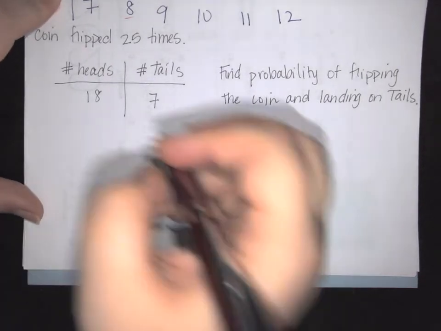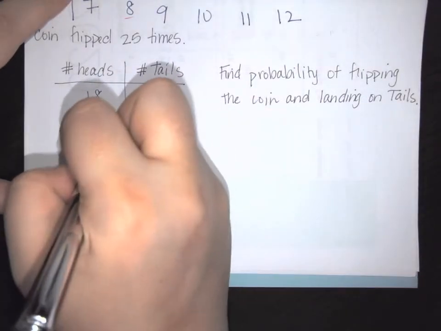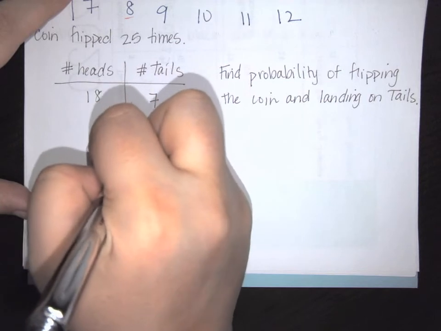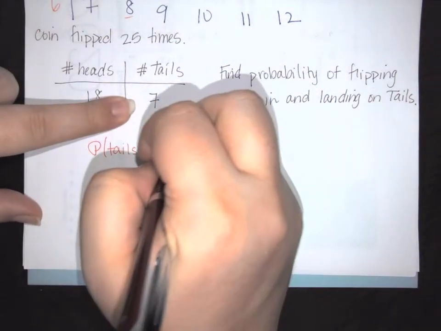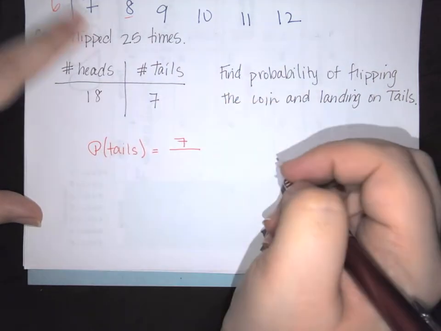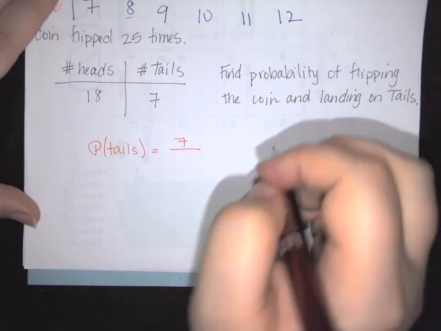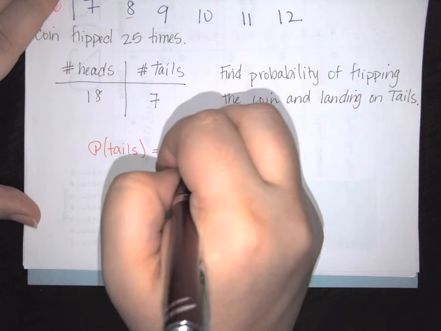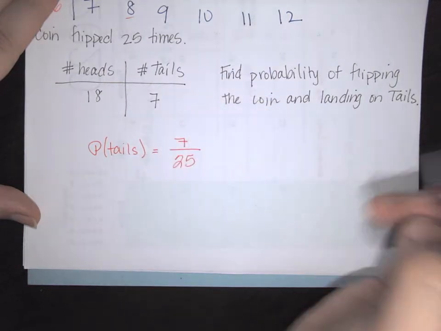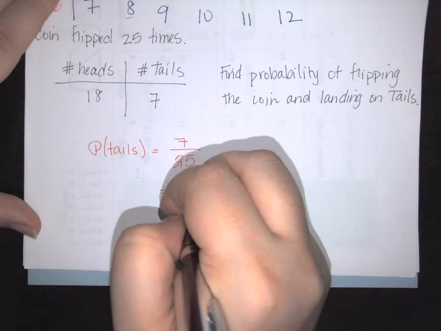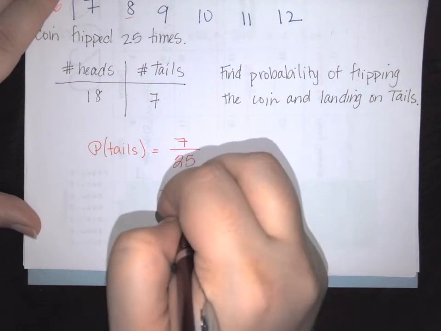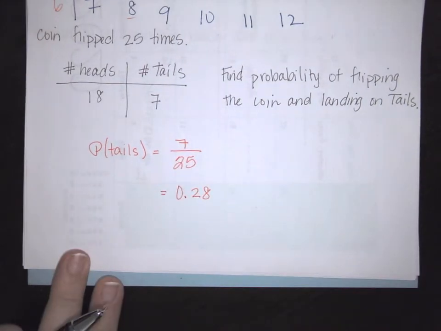Okay. So here we're looking for the probability of landing on tails, which is going to be the number of tails, so 7, over my total times flipped so far, so that's 25. Okay. In this case, we would end up with a probability of 0.28 would be the probability of flipping a tails.